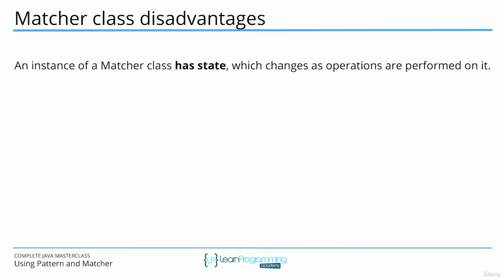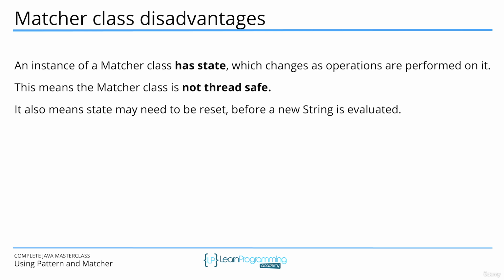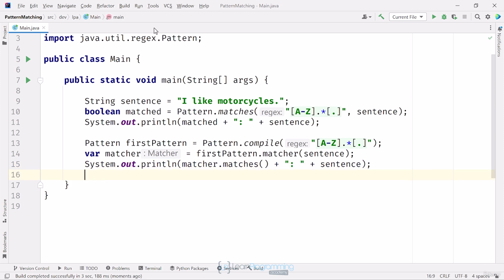An instance of a Matcher class has state, which changes as operations are performed on it. This means the Matcher class is not thread safe. It also means state may need to be reset before a new string is evaluated. Getting back to the code, I'll first print out the sentence length.